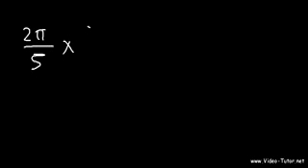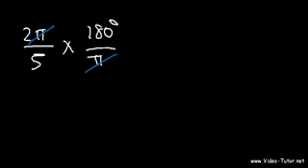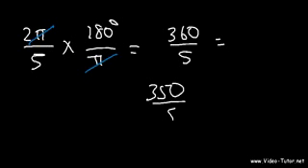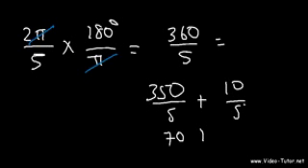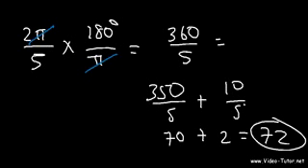Now the next scenario is working backwards. Let's say you have 2 pi over 5, and you want to convert it to degrees. Multiply it by 180 degrees over pi, which is the reciprocal of the last one. Notice that the unit pi is canceled. So 2 times 180 is 360, so we have 360 divided by 5. Let's see if we could do that without a calculator. I'm going to break it up into 350 over 5 and 10 over 5, because 350 plus 10 is 360. 35 divided by 5 is 7, so 350 over 5 is 70. And 10 over 5 is 2, so you get 72 degrees.